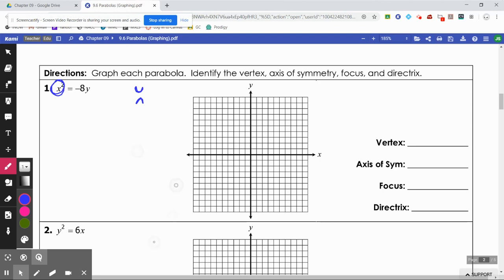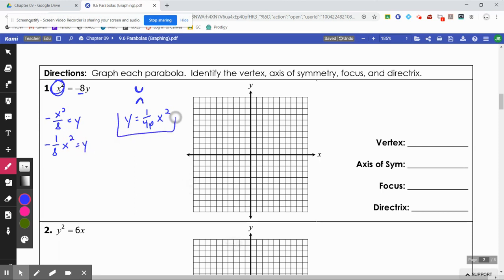Now let's get y by itself by moving this negative 8. Since it's being multiplied, we're going to move it to the other side by dividing. So we have now negative x squared over 8, but I don't want to leave it like that. Our form is y equals 1 over 4p times your x stuff. So therefore, instead of writing this as negative x squared over 8, let's get into a habit of writing it on these problems as negative 1/8 x squared. So now you have it in this exact same form.